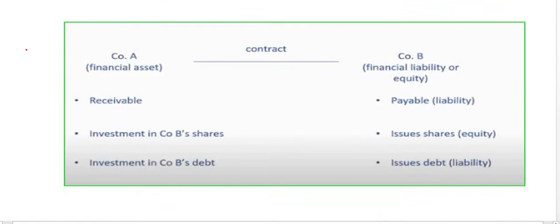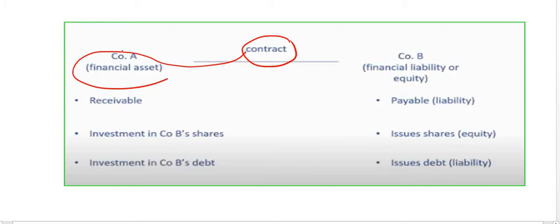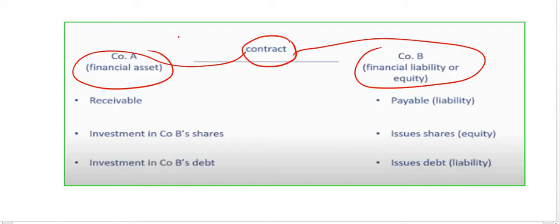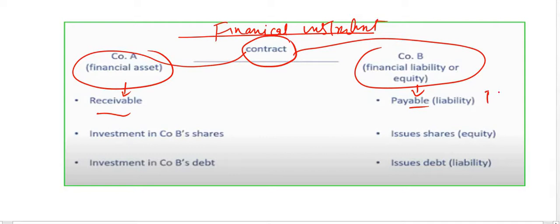Now if you see here, we have a diagram, just a shortcut or summarized form. Here we have a contract, and this contract gives rise to a financial asset for one entity and a financial liability for another entity, and this whole thing is called a financial instrument. Here is the receivable: company A, let's say, sells something on credit basis, so they will create a receivable, and a receivable is a financial asset. And the other party, company B, purchases these goods on credit, so they will create a payable, and a payable is a financial liability.